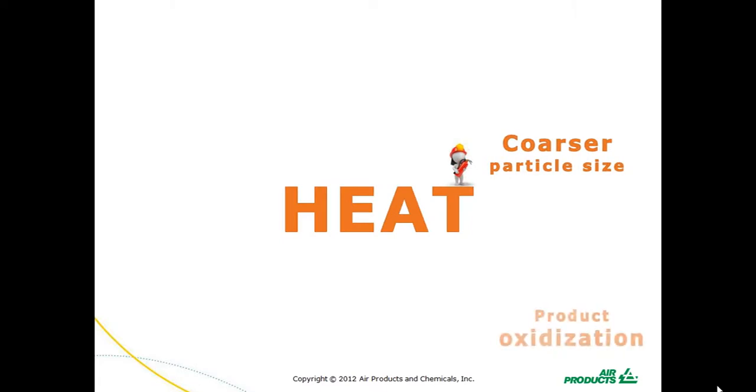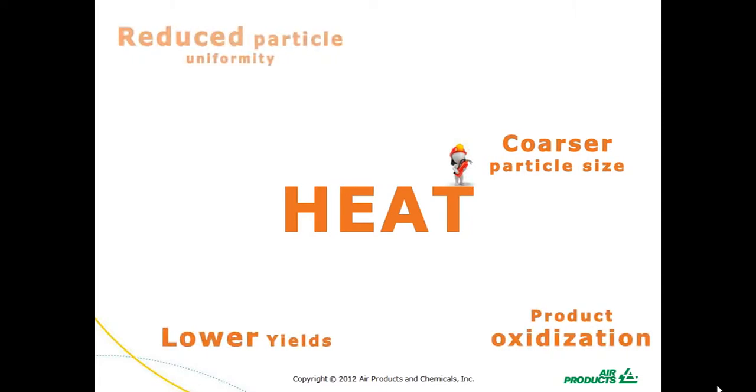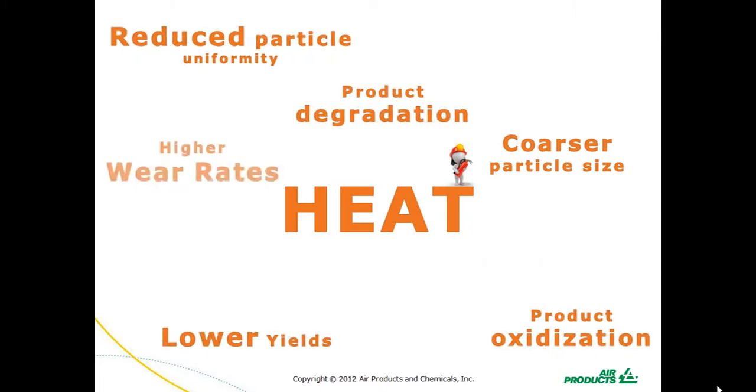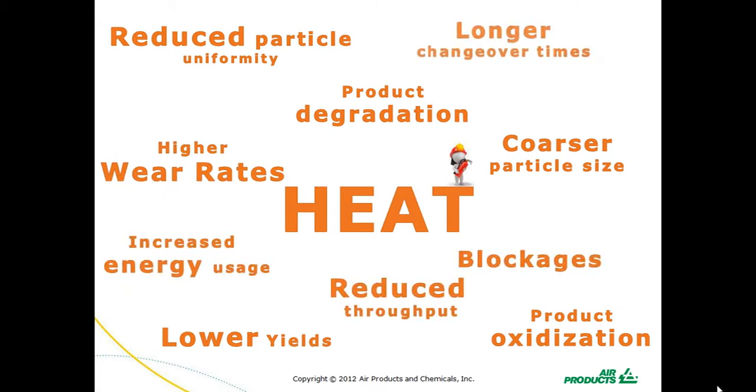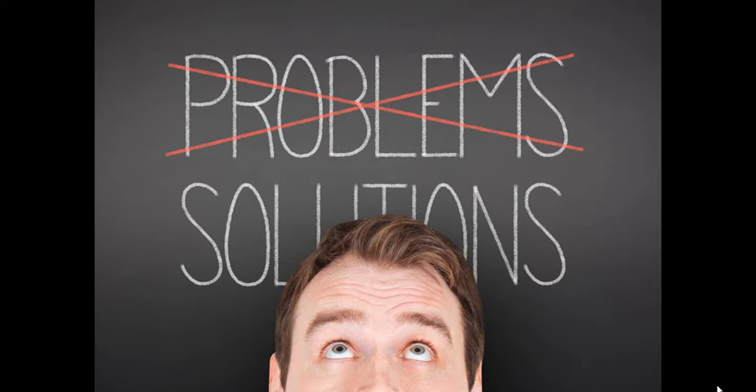The heat created in the grinding process can cause many issues, including reduced particle uniformity, higher wear rates, coarser particle size, product degradation, and reduced throughputs. To solve the heat problem, there are many ways to cool or remove the heat generated during the grinding process.